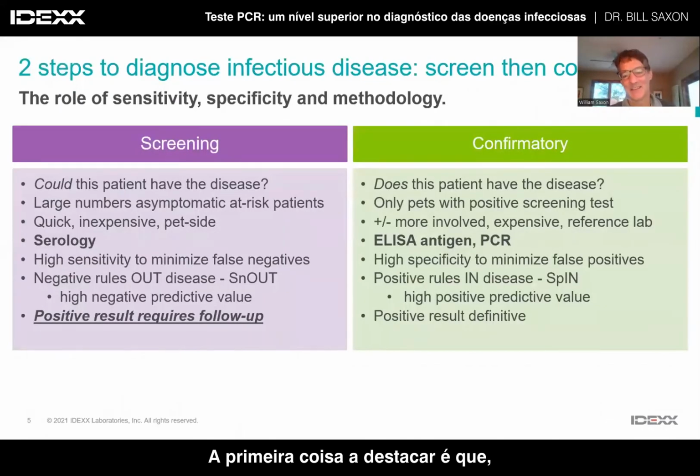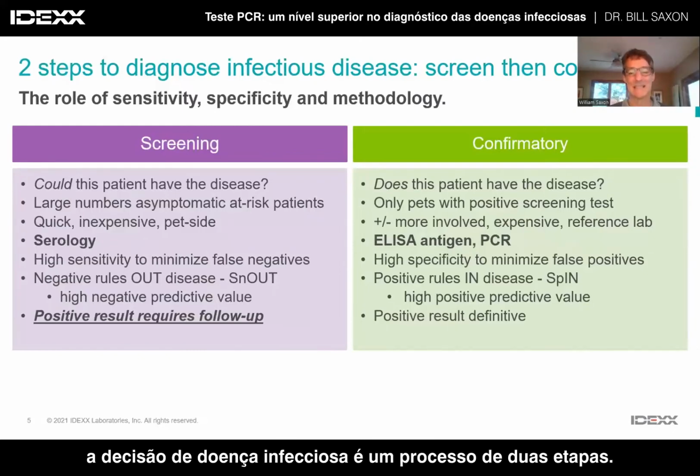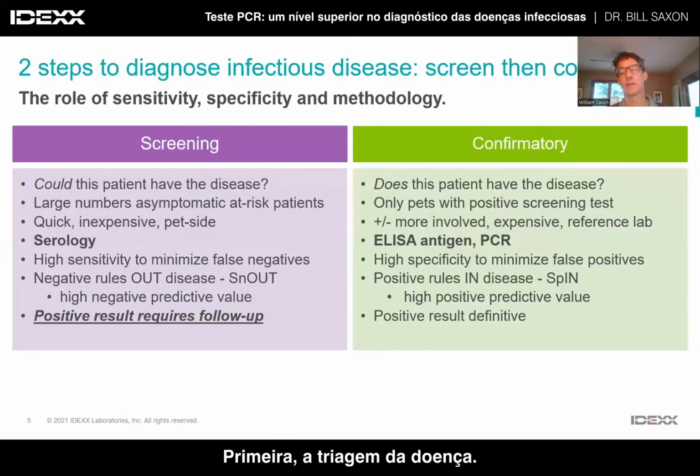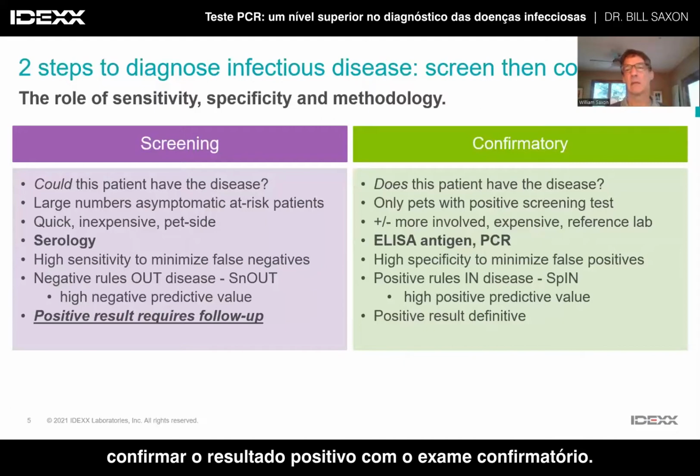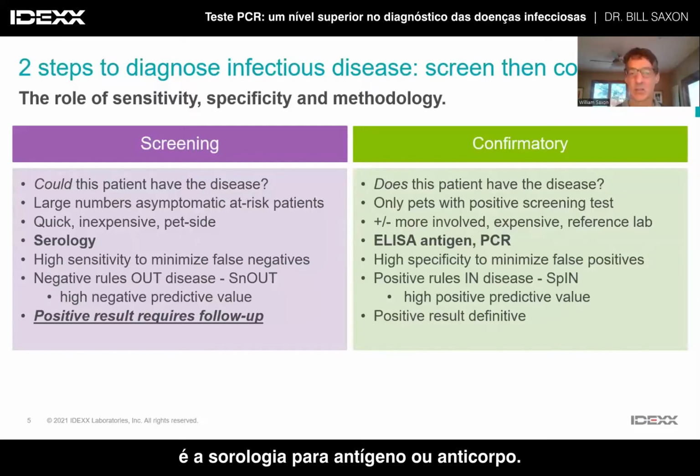All right, I think the first thing is to highlight that when it comes to definitively diagnosing, ruling in an infectious disease, it's a two-step process. First, screening for the disease, and if our screening test is positive, then confirming that positive result with a confirmatory test. So with the screening test, we want to know if our patient could have the disease. These tests are ideally quick and inexpensive and able to be run pet-side. And the methodology for most screening tests is serology for either antigen or antibody. And we'll talk about that briefly.